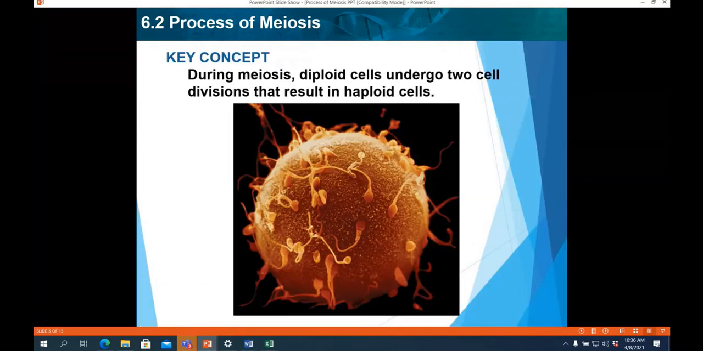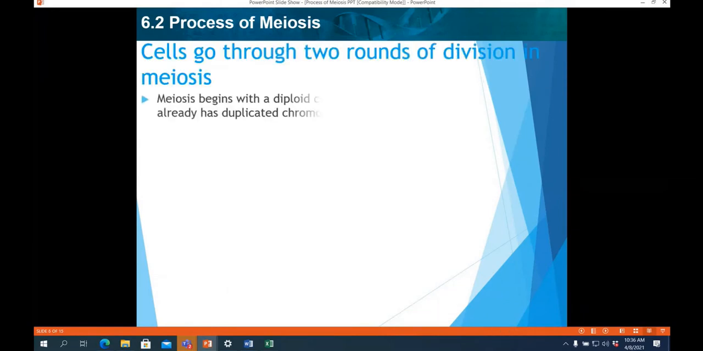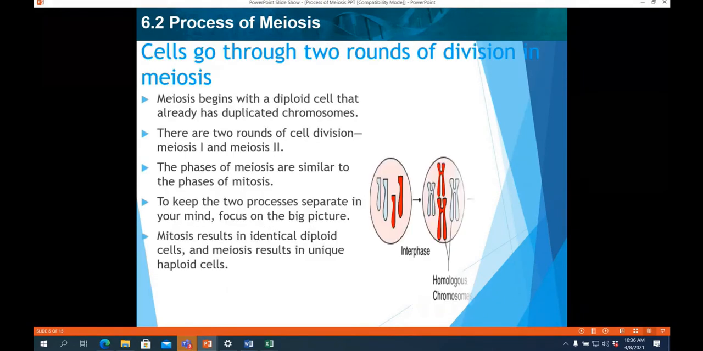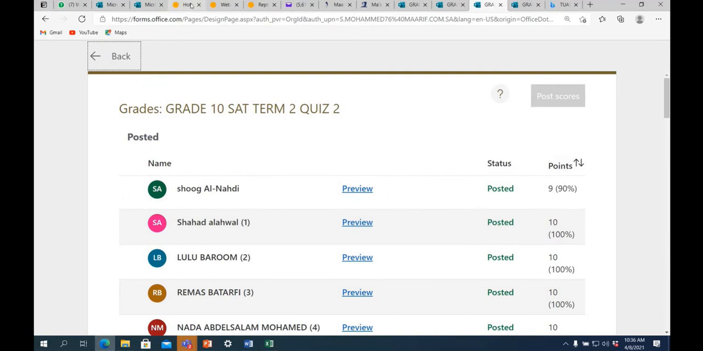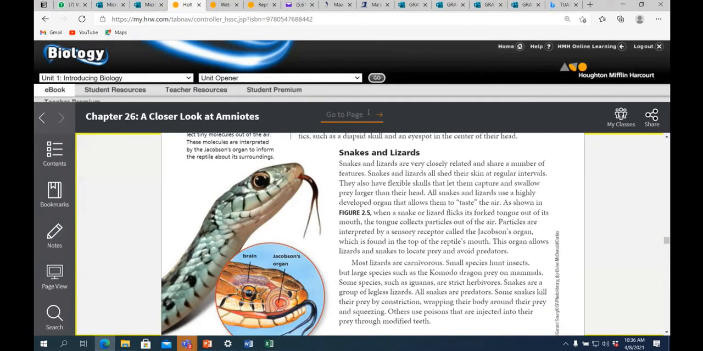Okay. Under the KWL, let me ask you questions from the content I covered yesterday. The key concept for this topic is during meiosis, diploid cells undergo two cell divisions that result in haploid cells. So unlike the process of mitosis, the process of meiosis happens in two stages, which is known as Meiosis I and Meiosis II, which are the two rounds of the division in meiosis. Right? Okay, so let me also display the textbook page here. Give me a moment.